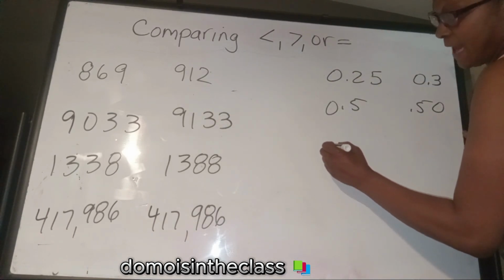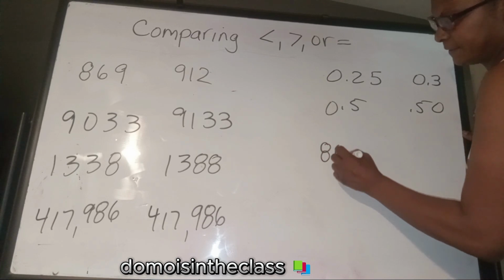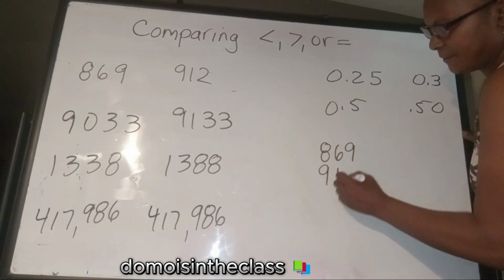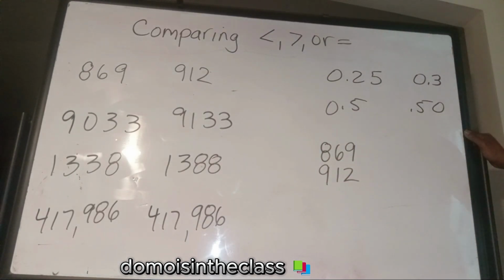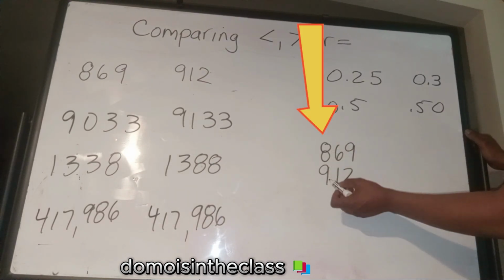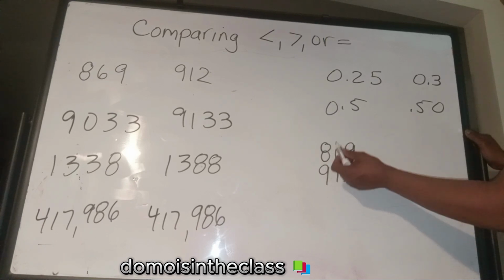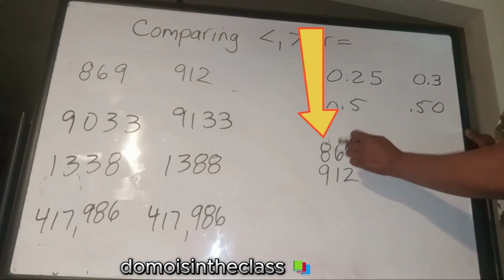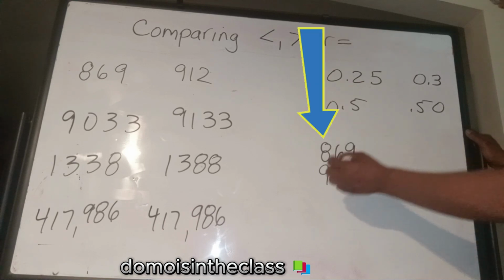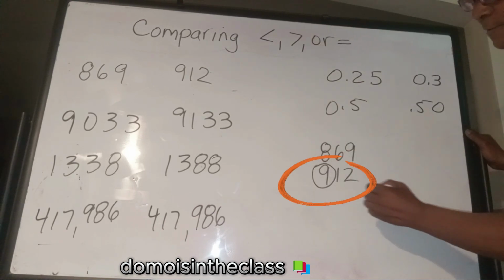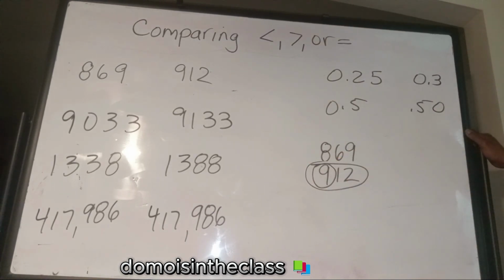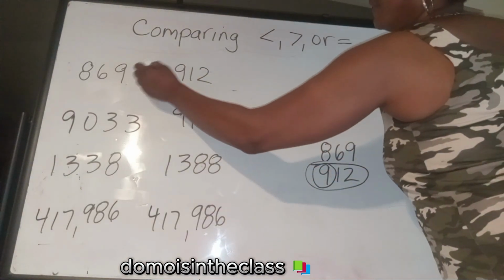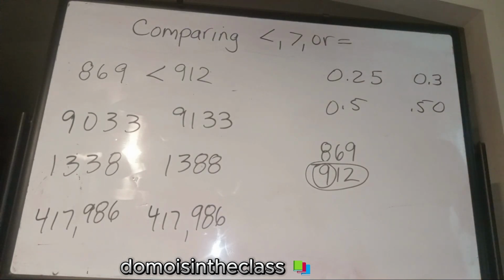I like to write which even number first. We have 8, 6, 9. We have 9, 1, 2. I like to put them all three over top of each other. And this way, I just start with my first number. And I want to see which one is bigger. So is 8 or 9 bigger? Which one's bigger? 9. Exactly. So 9 is bigger. I circle my 9, but I actually circle the whole number because that number is my greater number. So therefore, I know to put in the greater than sign. And that's how I'm going to solve each and every one of them.